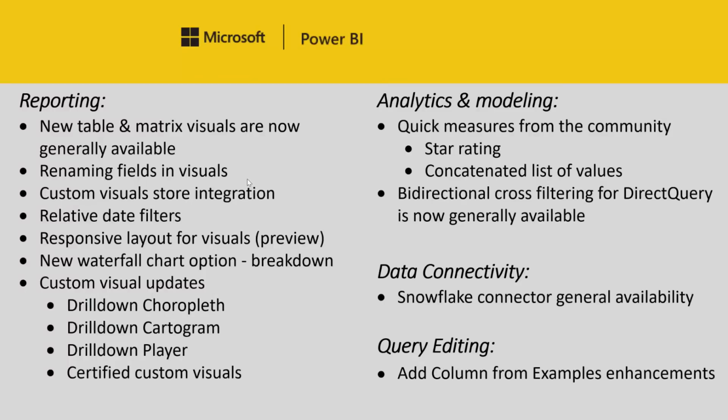The second feature in this category is that we are now making bidirectional cross-filtering for DirectQuery generally available. So for import, bidirectional cross-filtering has been GA for quite a while now, but you still had to turn on a preview switch if you wanted to use it for DirectQuery. That is no longer the case. It's now just there for you to start using. So if you haven't started using that and it makes sense for your model, make sure to start trying that out.